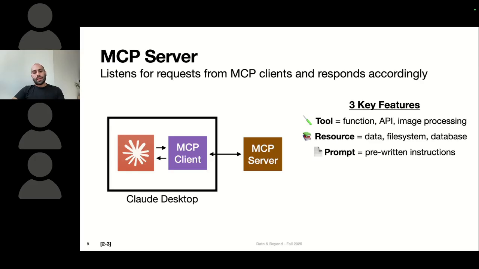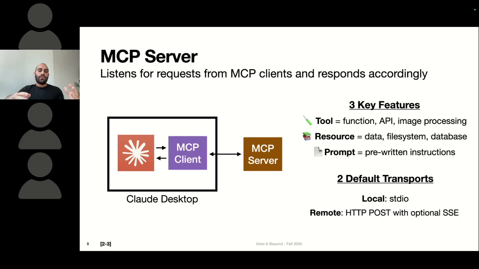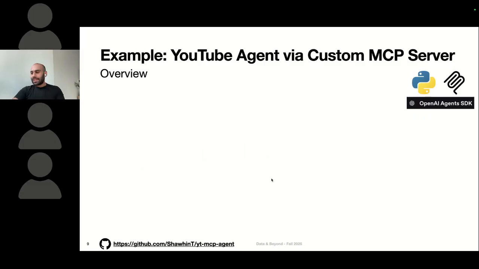And then the final thing I'll just mention is, there are two ways you can have clients and servers talk to each other. You can have everything run locally on a laptop using standard I/O, or you can even have remote MCP servers communicating with AI applications with MCP clients using HTTP. Okay, so that's kind of like a whirlwind overview of MCP and what it is. But now I want to make things a bit more concrete by walking through a concrete example.